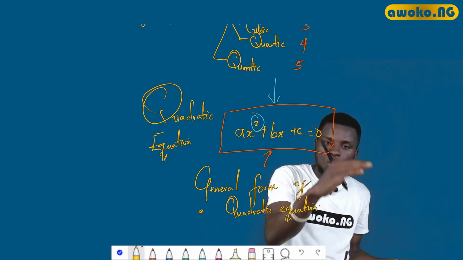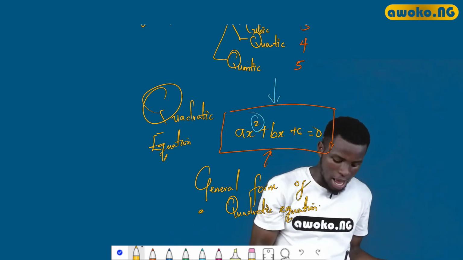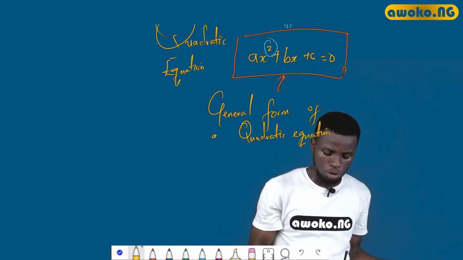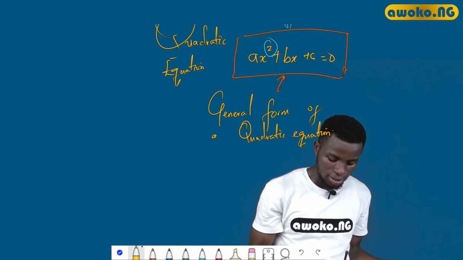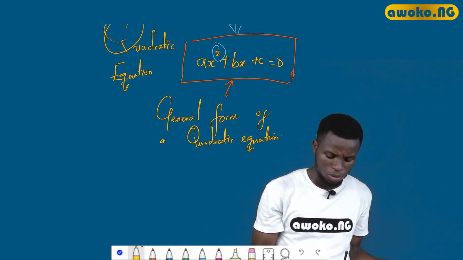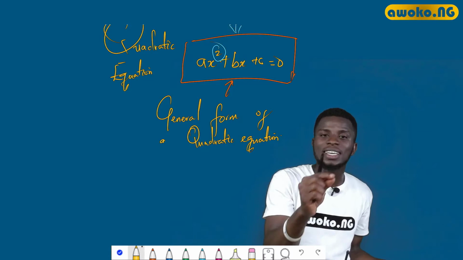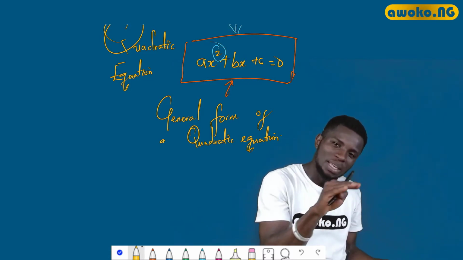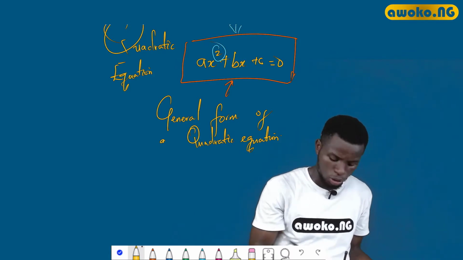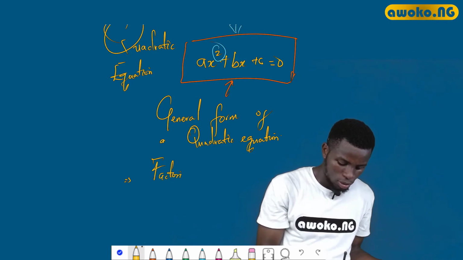Okay, so the quadratic equation has different methods we can use to solve them. And some of the methods are, the first one I would like to show you is the factorization method. Why will I show you the factorization method first? Because, of course, it is the basic method used to solve any quadratic equation. So the first one is the factorization method.